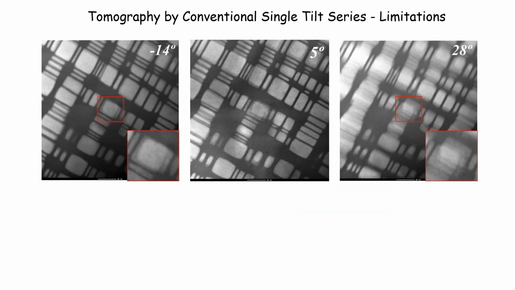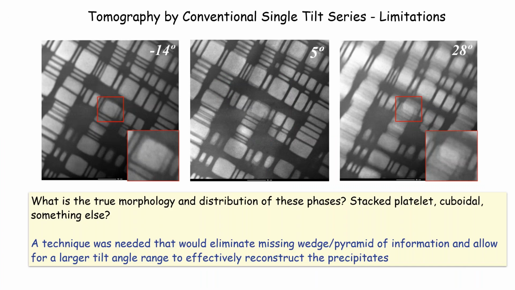Next. By looking at the HAADF images, or even the SEM, we don't know exactly the shape of the precipitates, but they look cube-like or plate-like. Normal tomography in a single tilt series would limit our observations here, so the true morphology and distribution of the phases is probably unknown. It cannot be determined by a single tilt. So a technique was needed to eliminate the normal problem we have with tomography, which is the missing wedge and pyramids of information. We need a larger tilt. Next slide.